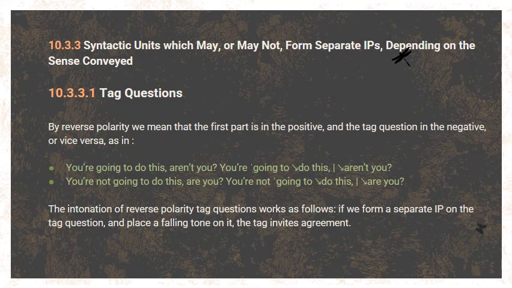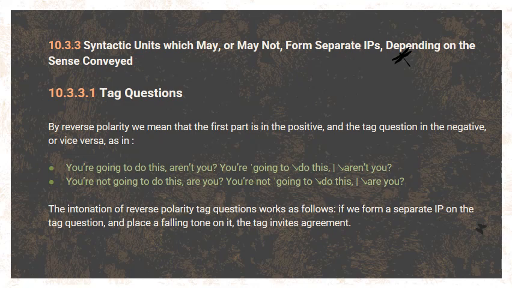The last, syntactic units which may or may not form separate IPs depending on the sense conveyed. First, tag questions. By reverse polarity we mean that the first part is in the positive and the tag question in the negative, or vice versa. As in, for example, you're going to do this, aren't you? And then, you're not going to do this, are you?